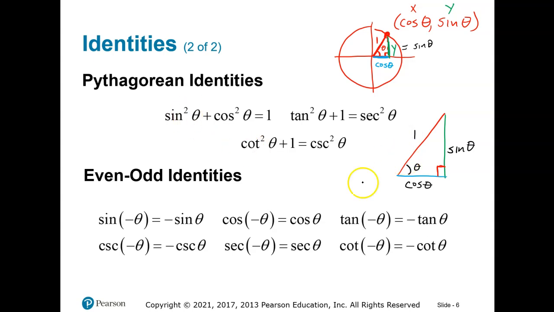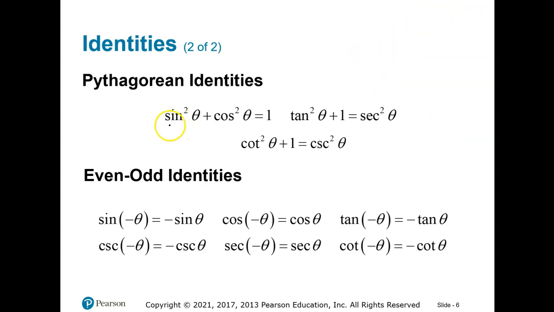And so by the Pythagorean theorem, this side squared plus this side squared is equal to the hypotenuse squared. All right, 1 squared is 1. So there is the Pythagorean identity, and why it has the name Pythagorean identity. It comes from just the Pythagorean theorem applied to any point on the unit circle.